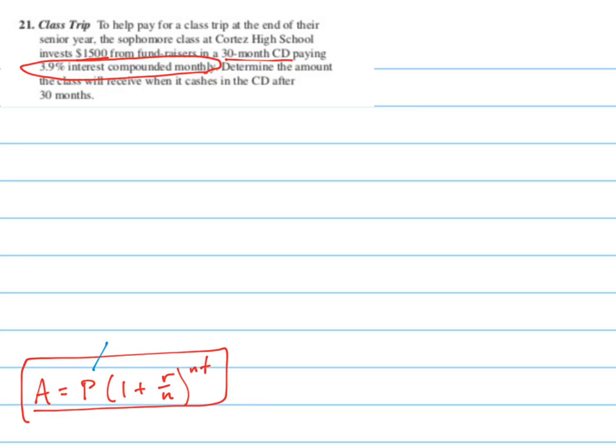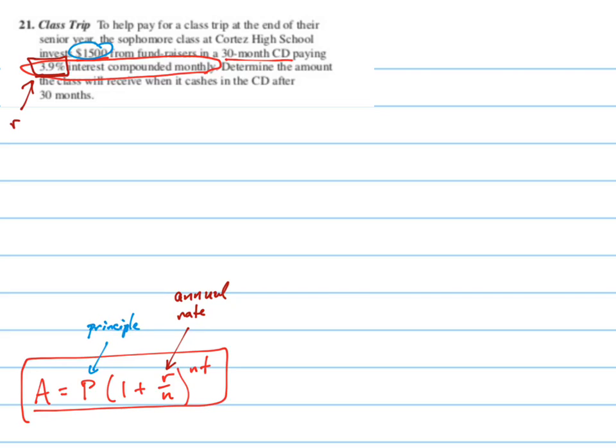So P means the principal. Principal means the original amount that you had. The principal is $1,500. That's what P is. R is the rate, and it's the annual rate. That's what R in a compounding formula is. That's the annual rate. So you need to know what the annual rate is, 3.9 is the annual rate.